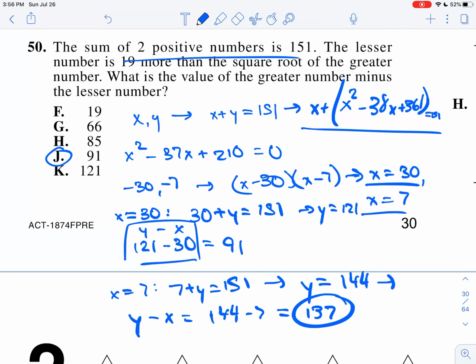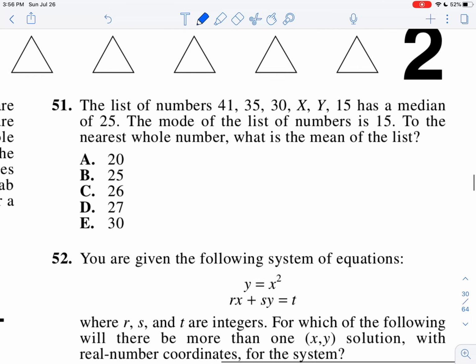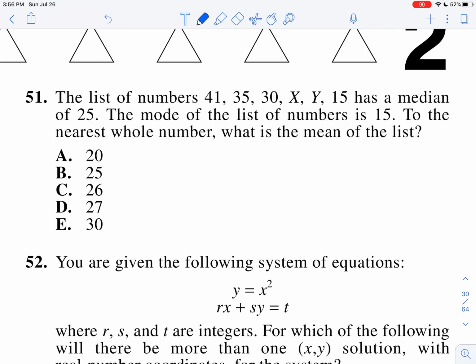First solve for x, solve for y, and then choose the right option. All right, 51. A list of numbers has a median of 25. Okay, so let's write them out: x, y. It doesn't matter how you write these out. I'm just going to write it in the order that's kind of given already, but in actual order. 25 is the median, so okay.